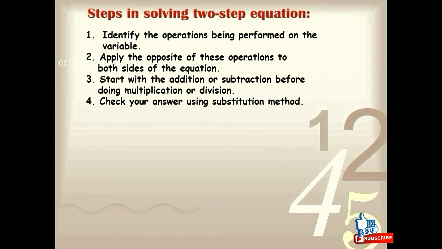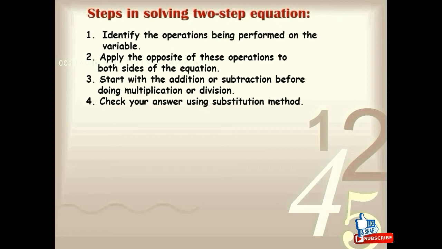First, we need to identify what operations are being performed on the variable. Second, we apply the opposite or the inverse of the operations that we have identified. Now we must remember, we need to apply them on both sides of the equation to maintain its equality. Third, in performing the operations, we need to do the addition and the subtraction first, before doing the multiplication or the division. Lastly, we need to check if the value of our variable will give us a true statement.